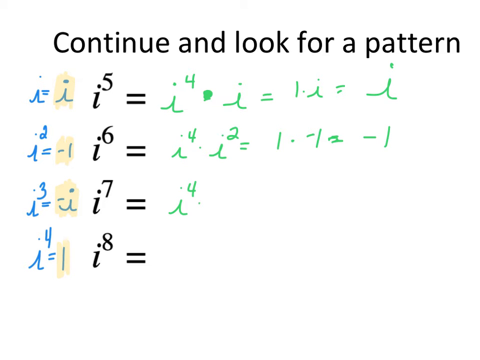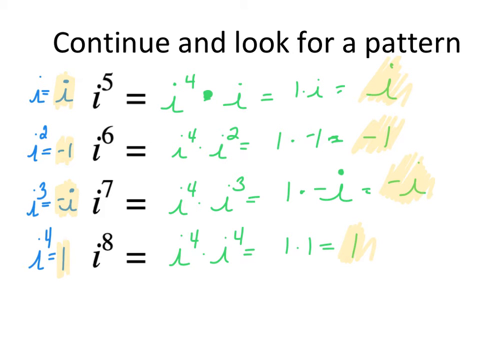i to the seventh would be i to the fourth times i to the third, which is again 1 times -i, which is just -i. i to the eighth would be i to the fourth times i to the fourth, which is 1 times 1, which is 1. So hopefully you see what's highlighted is these four values are going to repeat over and over. Since these four values repeat, every higher power of i can be re-expressed as one of these lower values.